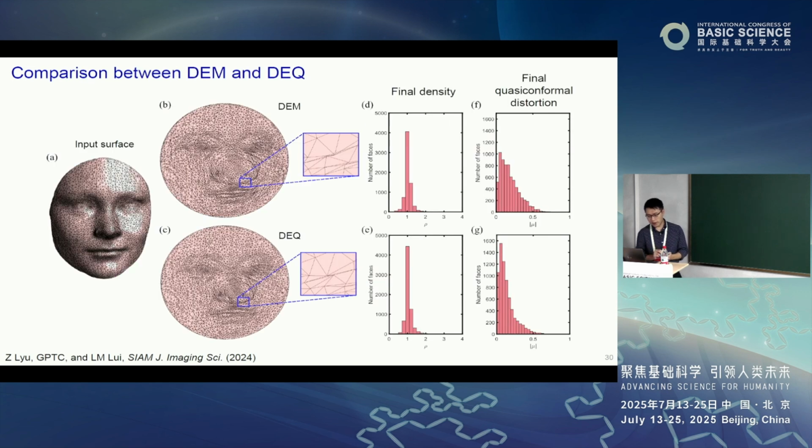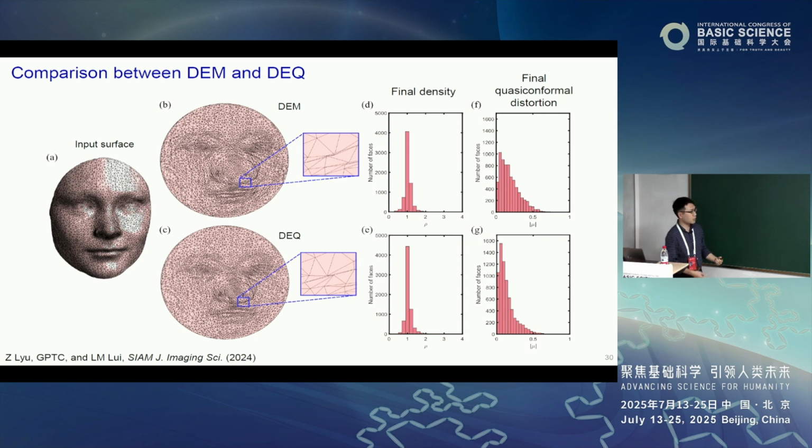Here's a quick comparison between DEM and DEQ. For the density equalizing map, we don't have any guarantee of bijectivity. For example, here we can see some triangle mesh foldovers. The final quasi-conformal distortion can also be quite large, in the sense that the norm of the Beltrami coefficient is quite spread from 0 to 1. And then DEQ is the density equalizing quasi-conformal mapping.